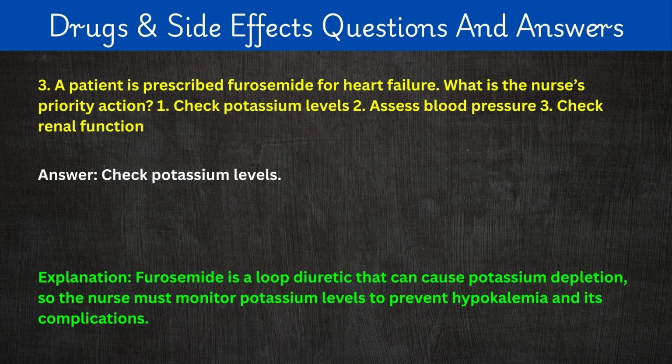3. A patient is prescribed furosemide for heart failure. What is the nurse's priority action? 1. Check potassium levels. 2. Assess blood pressure. 3. Check renal function. Answer: check potassium levels. Explanation: furosemide is a loop diuretic that can cause potassium depletion, so the nurse must monitor potassium levels to prevent hypokalemia and its complications.